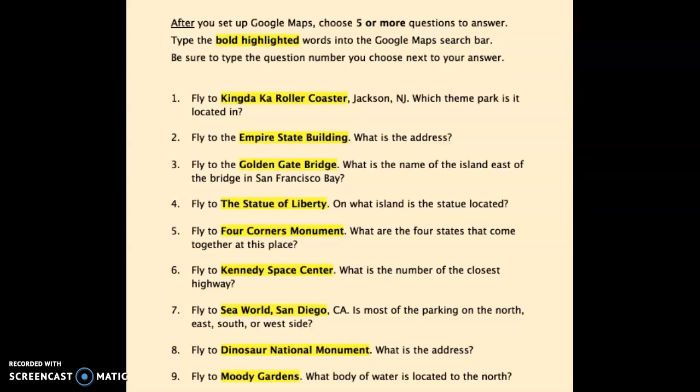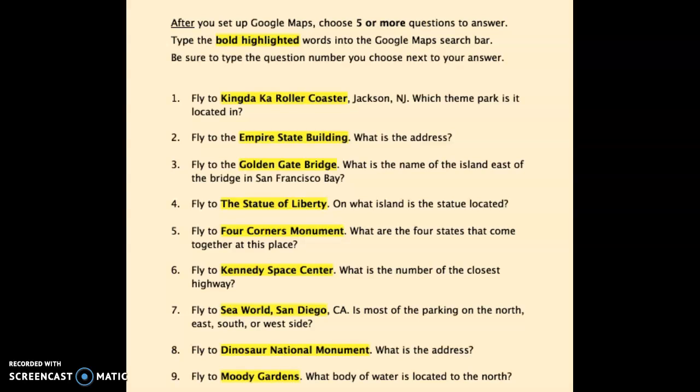Number 3 says, fly to the Golden Gate Bridge. What is the name of the island east of the bridge in San Francisco Bay? Number 4 says, fly to the Statue of Liberty. On what island is the statue located?